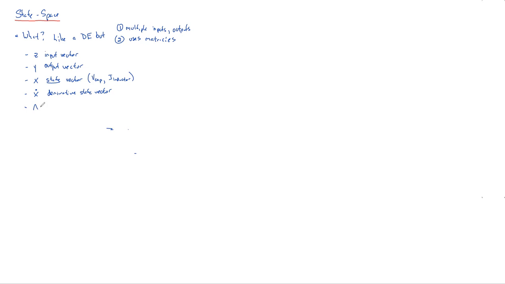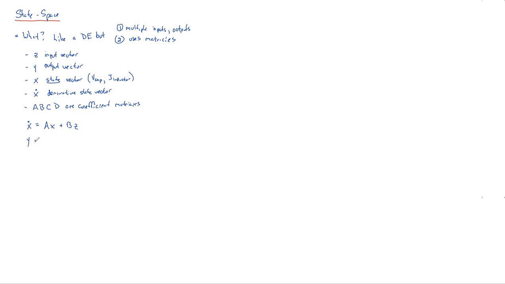And then you've got 4 coefficient matrices, and those coefficient matrices are the things that actually describe what the heck the system does, and they are all related by saying that the derivative, the first derivative of your state vector, is equal to some combination of your current state vector plus some combination of your input.